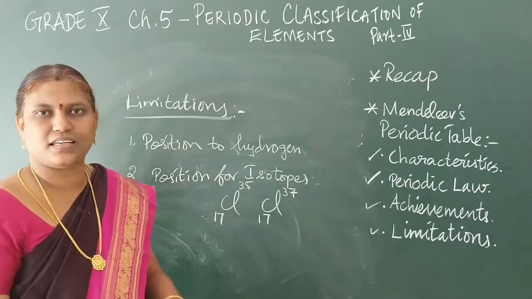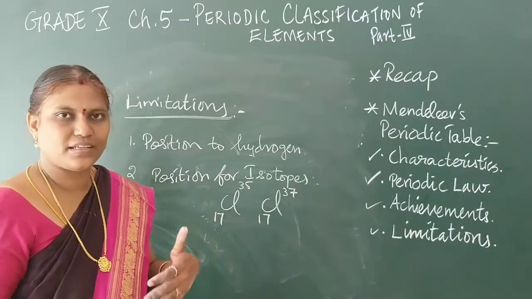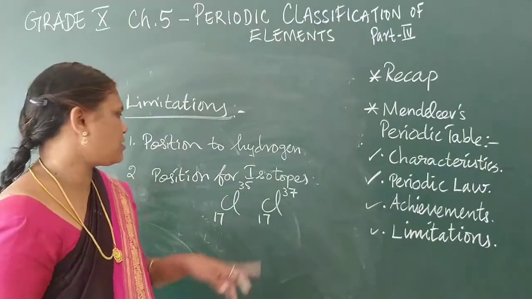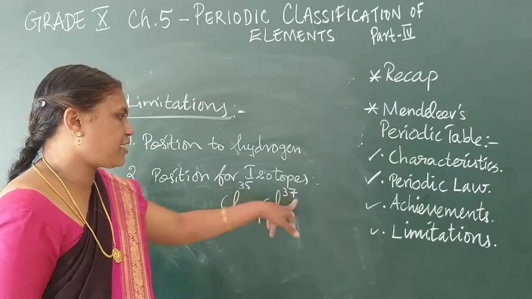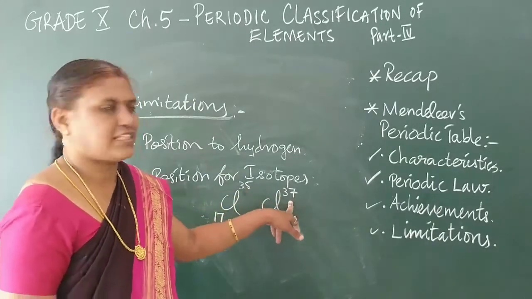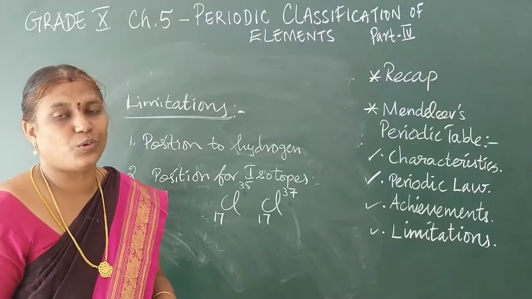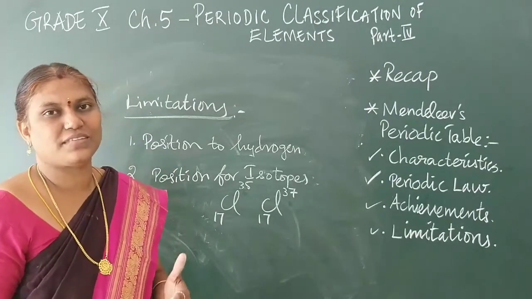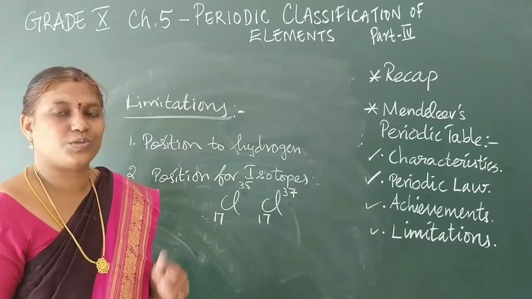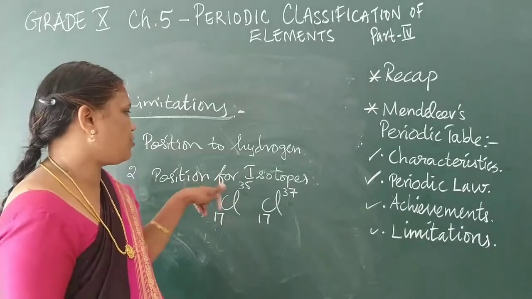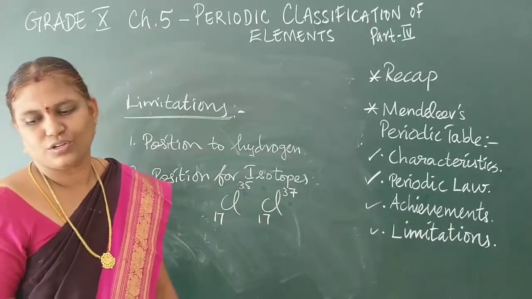The same element cannot be placed in two places because it has different atomic masses, 35, 37. Can it be placed? No. Confusion arises because of the basic idea he chose, atomic mass. So he cannot give a position for the isotopes.